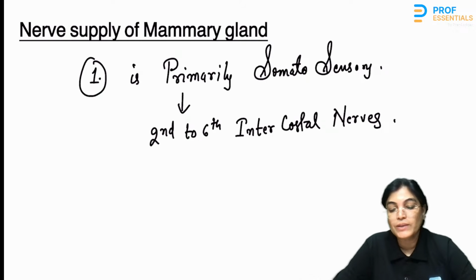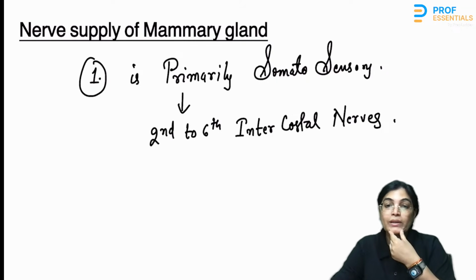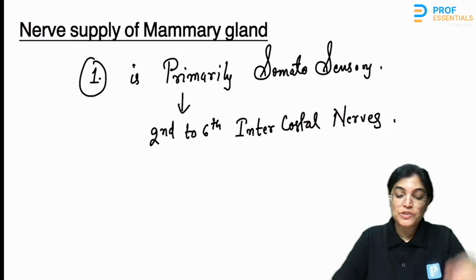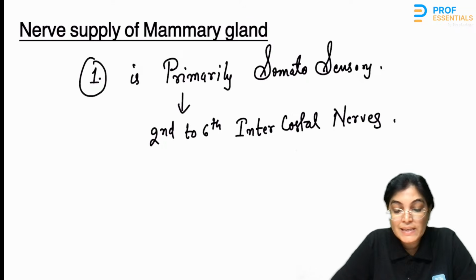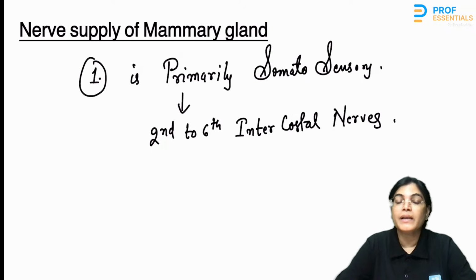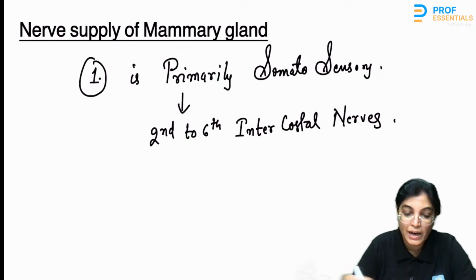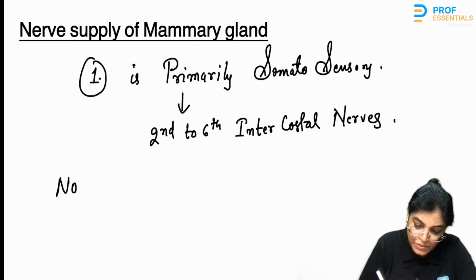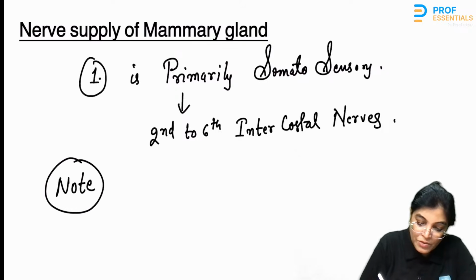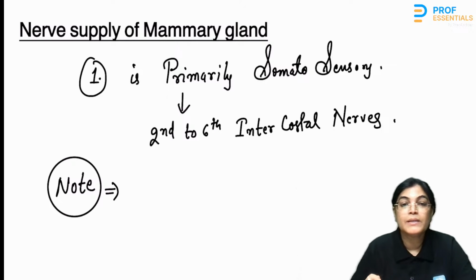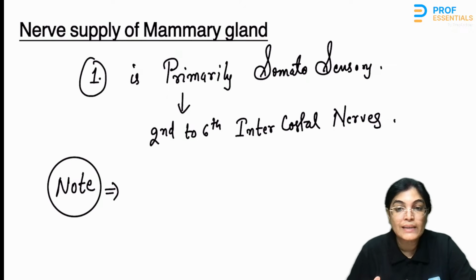But if I talk about the most important function of the mammary gland, it is secretion of milk. If we are talking about secretion of milk, it is not under neuronal control, but it is under the prolactin hormone. So this is a noteworthy point. Nerve supply is not a very important point for the mammary gland because it is controlled by the prolactin hormone.